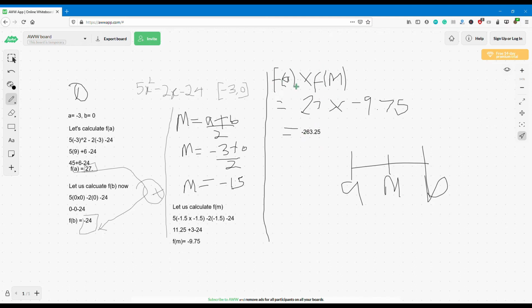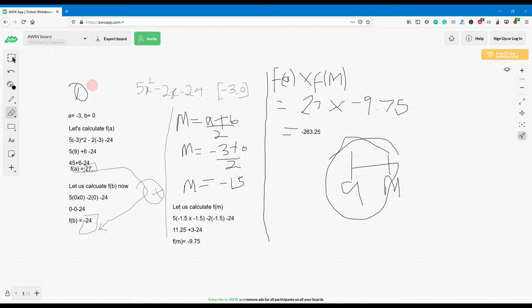That means this is what you're going to be dealing with in the next iteration. You have no business with m and b because b is going to be wiped off. You don't need it anymore because you've already seen that the multiplication of the function of a and the function of m gives a negative number. That satisfies the condition for IVT, which says a function must change sign in a boundary. So it has changed sign here and we are good to go. So we're going to move to the next iteration. In the next iteration here, we're going to work in just a and m. So a is going to be the lower point and m is going to be the upper point.